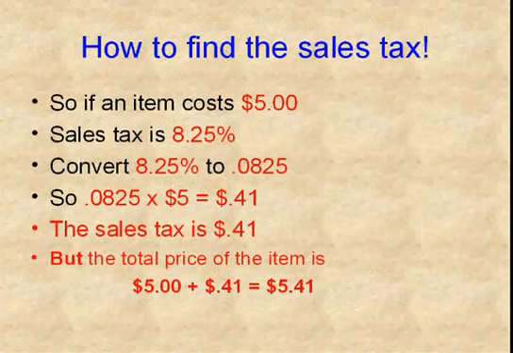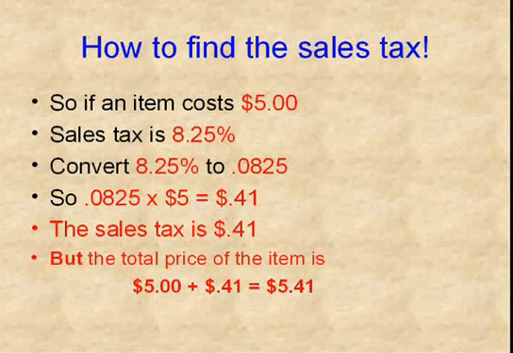So, here's another example. If an item costs $5, sales tax is 8.25%. Convert 8.25% to 0.0825. Move the decimal 2 places left. Multiply the tax rate, 0.0825 times $5, and you get 41 cents. The sales tax is 41 cents. But the total price of the item is $5 plus 41 cents. So that item would cost $5.41.